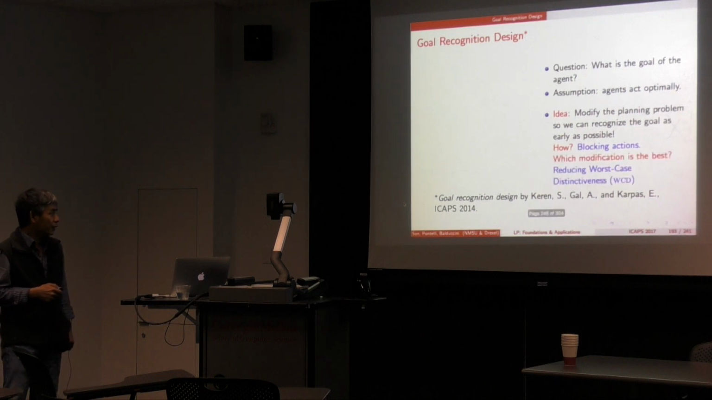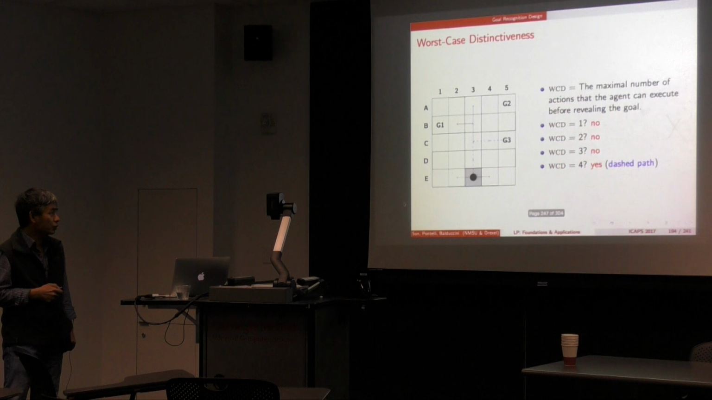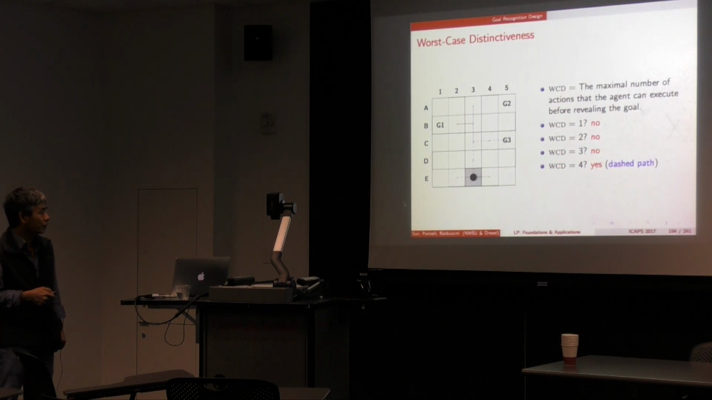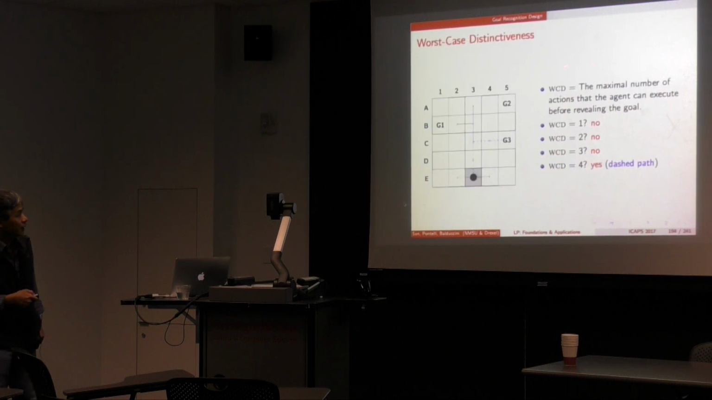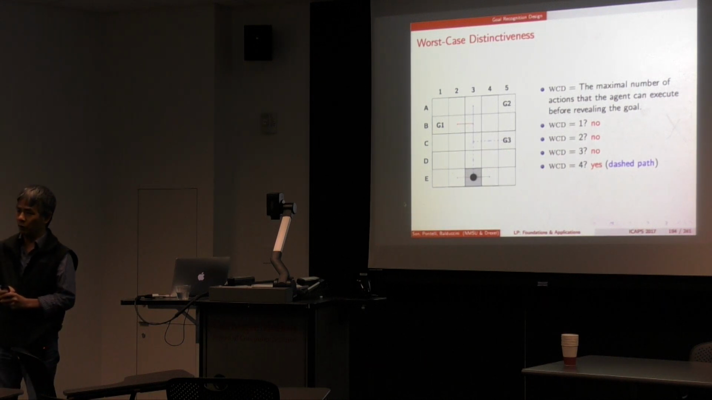Now, they introduced a notion called worst case distinctiveness. What is worst case distinctiveness? That is the maximum number of actions that the agent can execute before revealing the goal. So if the worst case is 1, no, because it can move here and still we cannot tell. But if it goes further, it is 4, and then we will be able to recognize. So for this particular example, the worst case distinctiveness is 4.